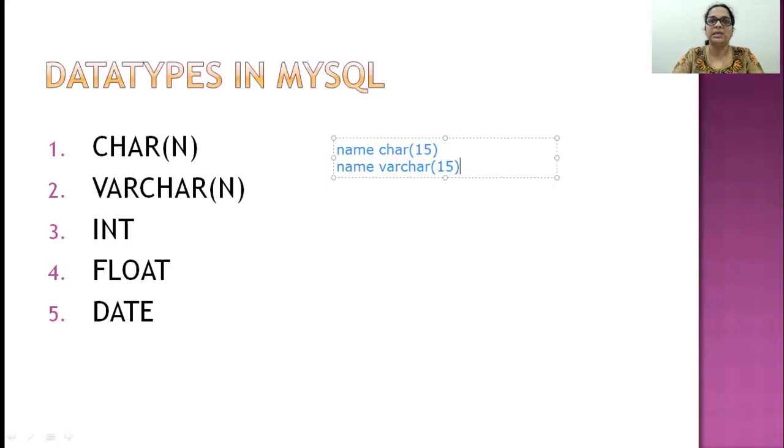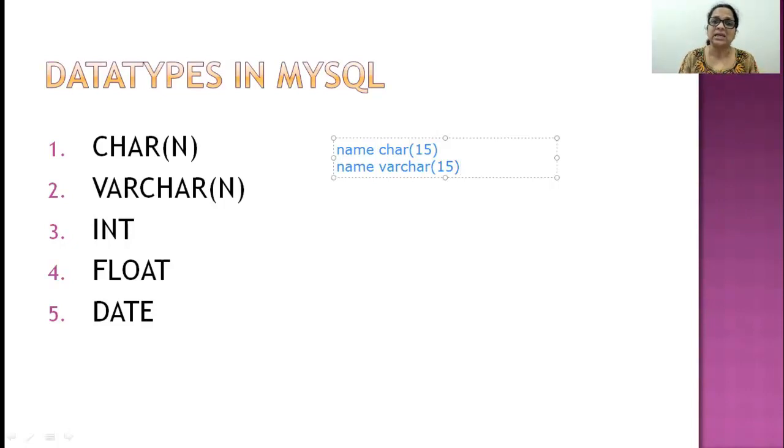Now, what do I mean by that? If I write name char(15), 15 bytes will be occupied by every name that is stored in the database. So if I talk about my name, which is JINI, only 4 characters, I will still be allotted 15 bytes because that's the max size. So every name in that name column will be allotted 15 bytes because you said char(15).